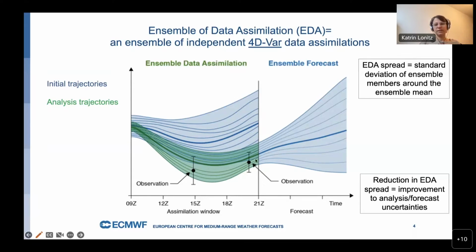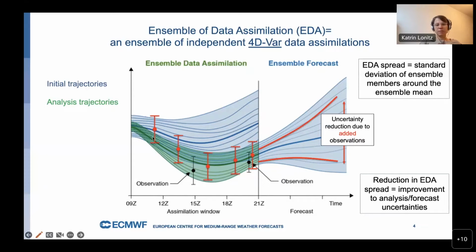And if the EDA spread reduces, we see this as an improvement in the analysis and forecast uncertainties. So what you can do then, you run a different set of EDA, for example, by adding observations. And then the expectation is that by adding those observations, the spread in the EDA is reduced, as you can see here, which is seen as a good thing, as I just said, and this is just uncertainty reduction.